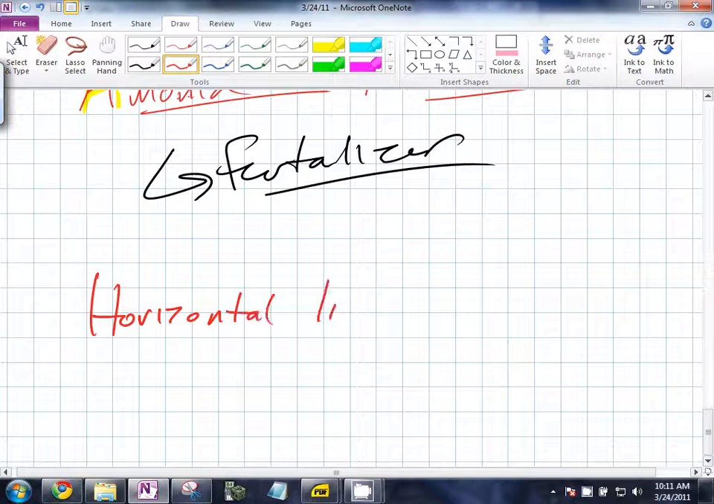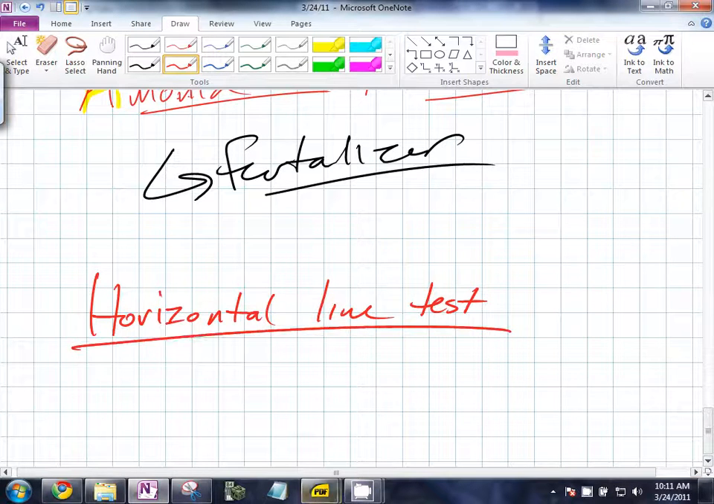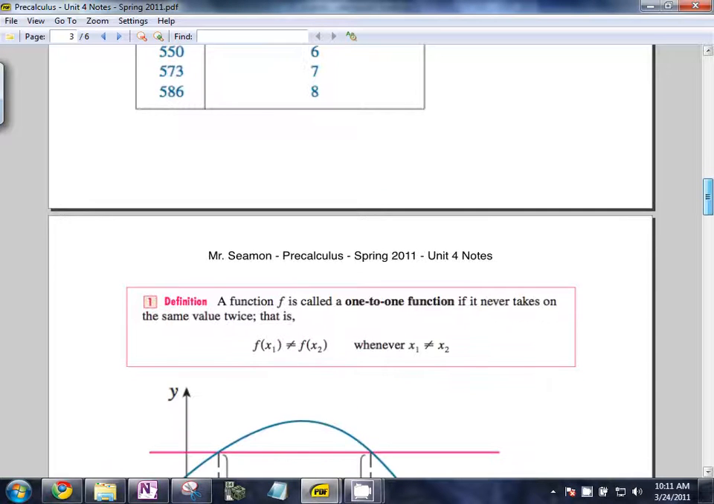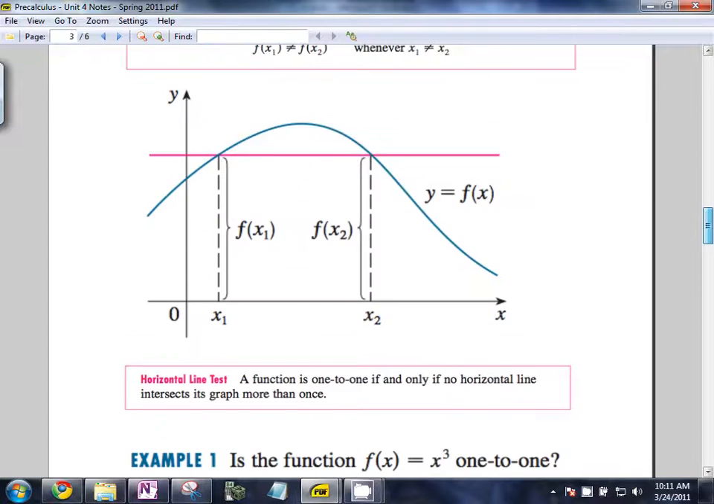So what I'm going to do is paste this in, because I always mess up the writing of the horizontal line test. I'm just going to bring it in here. I'll bring in both here. So first is what we talked about right here.